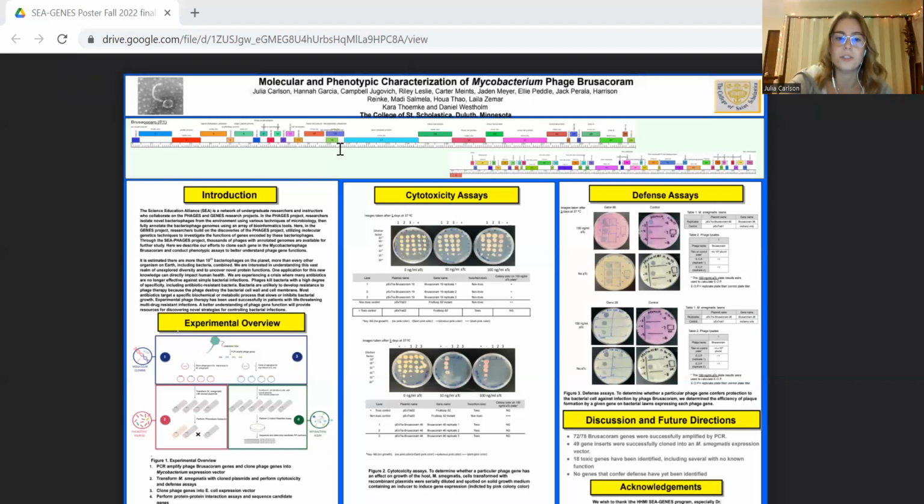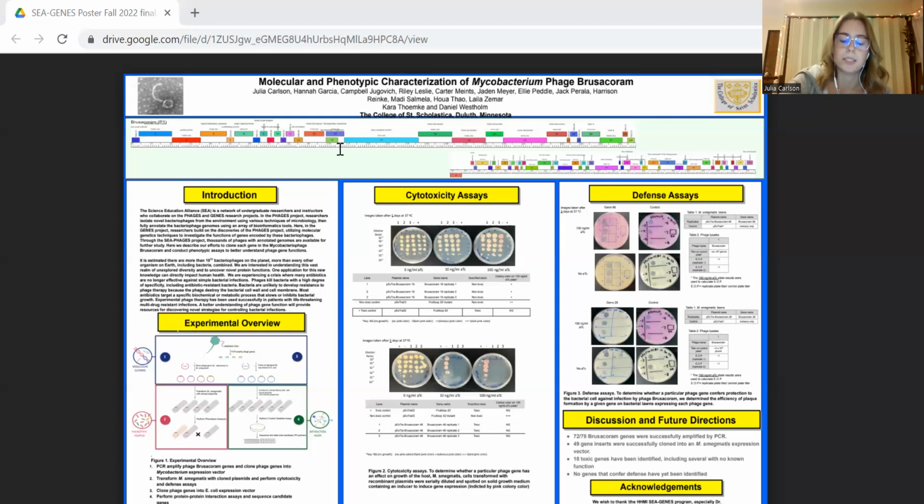Next, in order to determine the toxicity and ability to confer defense, we followed a variety of protocols to prepare the Brusacoram genes for those steps. First, we began by amplifying the DNA of the individual genes through PCR. Then we performed gel electrophoresis to separate the DNA fragments according to their base pairs. Following that, we column purified the samples to clean the DNA and continued with gel extraction to further separate genes that needed to be better cleaned.